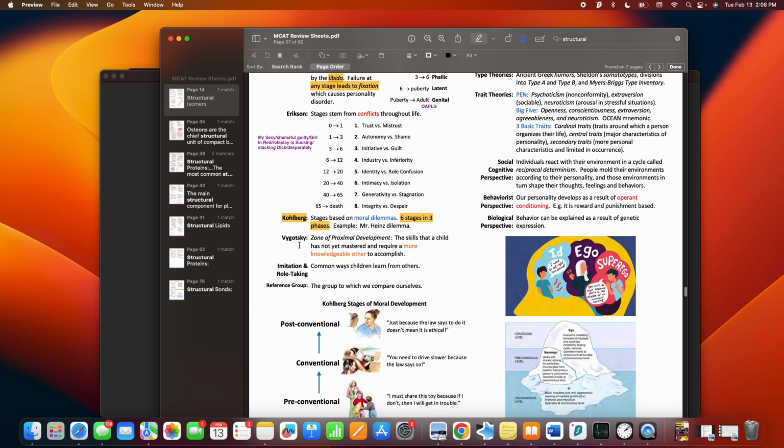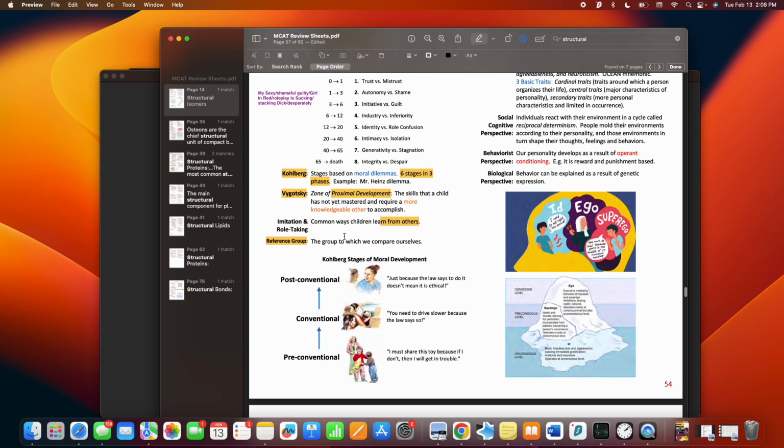So Vygotsky, we have zone of proximal development: the skills that a child has not yet mastered and require a more knowledgeable other to accomplish. Imitation and role taking, common ways children learn from others. Reference group, the group to which we compare ourselves.